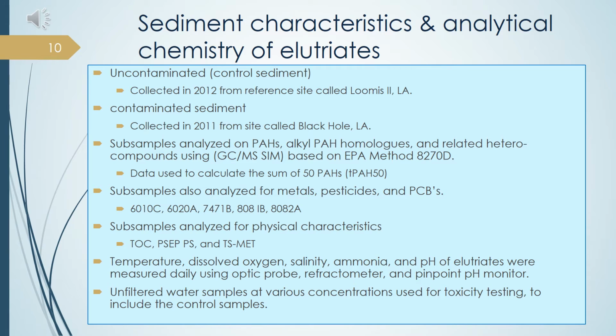Unfiltered water samples at various concentrations were used for toxicity testing, to include control samples. And then temperature, dissolved oxygen, salinity, ammonia, and pH of elutriates were measured daily using an optic probe, a refractometer, and a pinpoint pH monitor.